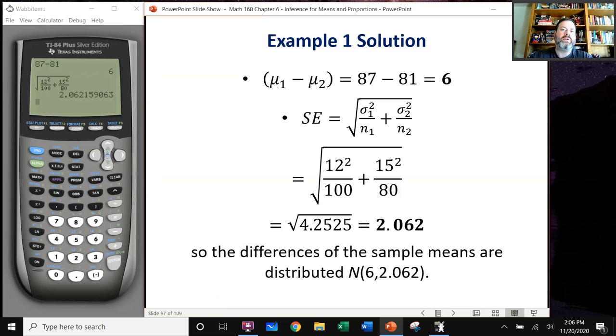So that's basically how it works. It's really similar to the stuff we did earlier in Chapter 6. The justification of where this comes from is way too mathematical for us to get into. But if you were to go into StatKey and build either a randomization distribution or bootstrap distribution, you'd get numbers really close to this.